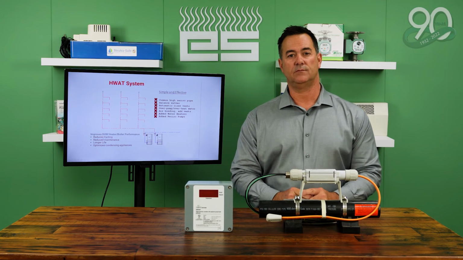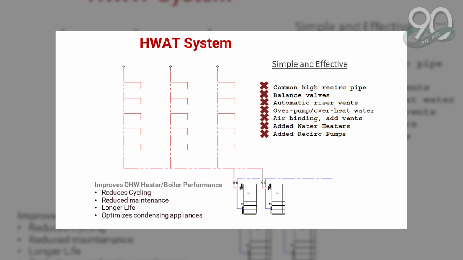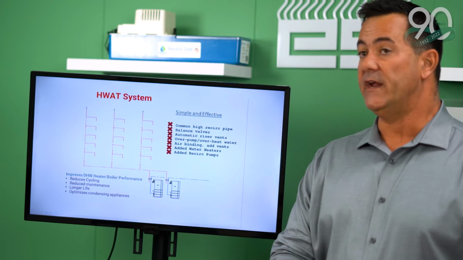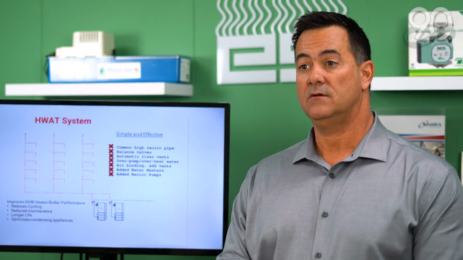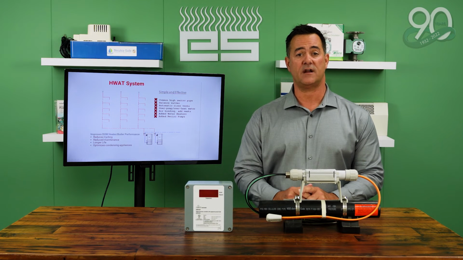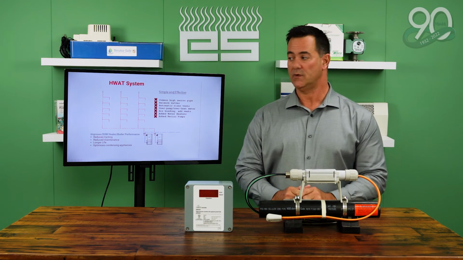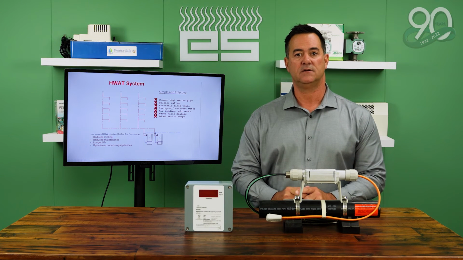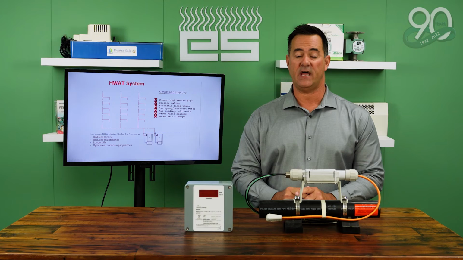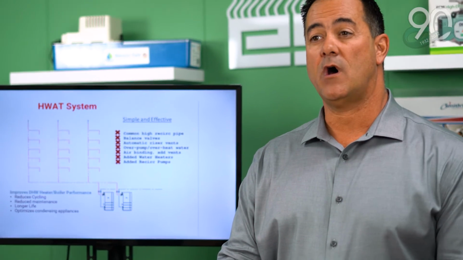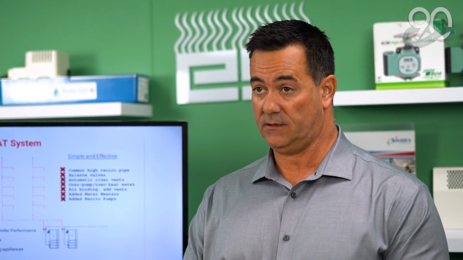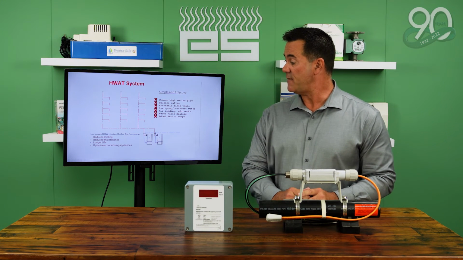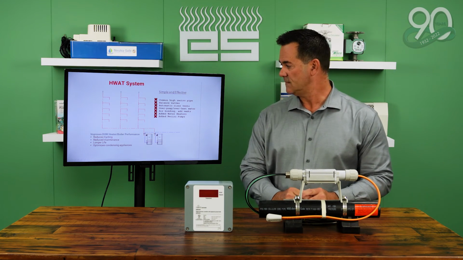Using an HWAT system, there is no need to use recirculation pumps, recirculation piping, balancing valves, air binding, added water heaters, and overpumping or overheating recirc water. The only components that are needed are what is shown in front of you. This piping now can all be removed and heat trace cable applied to keep that temperature all the time at 140 degrees. Using HWAT also improves domestic hot water heating, reducing cycling, reduced maintenance, longer life of the system, and optimizing the condensing properties.